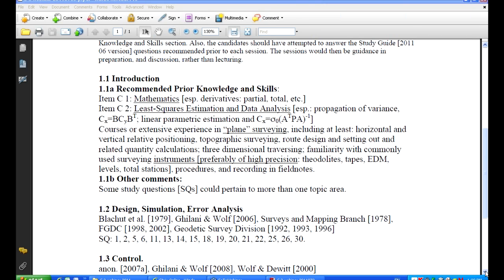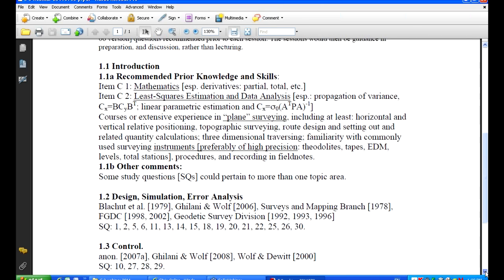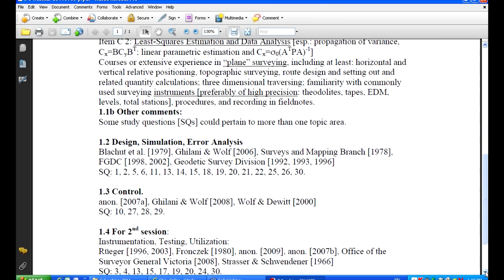Some of the study questions have been categorized under those four major divisions of the topics. However, some study questions aren't only that topic. They could be in more than one topic area. So you may see some of these study question numbers repeated in other topic areas.